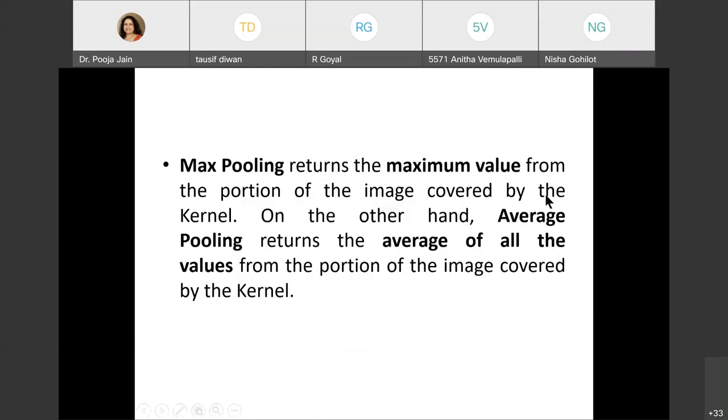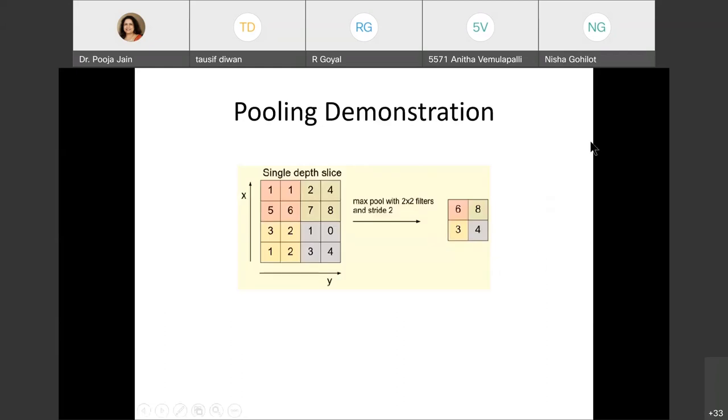Max pooling returns the maximum value from the portion that is considered. Average pooling returns the average value from the portion that is considered. Just look at this. This is a demonstration of applying max pooling on this 4x4 volume. See here, max pooling of 2x2 is applied with stride 2. What do we mean by this? First, this region is considered. What is the maximum of this? The maximum is 6, so it is taken out.